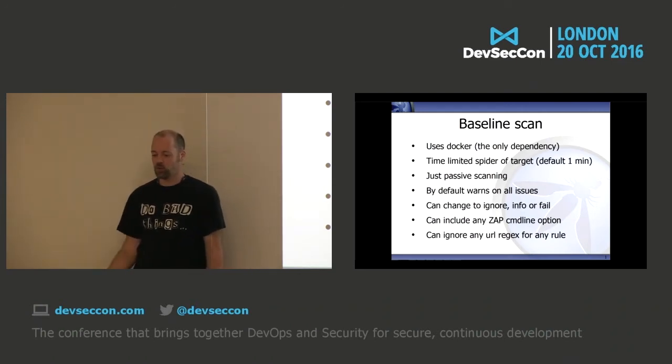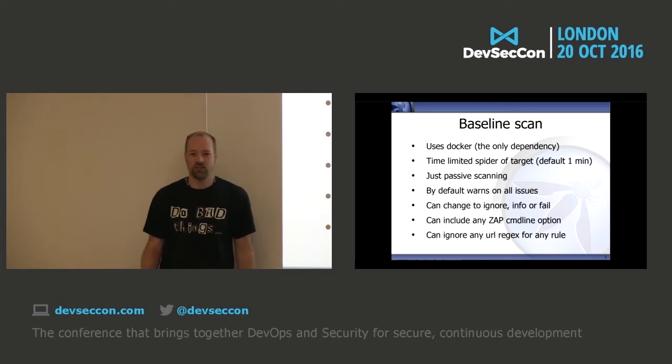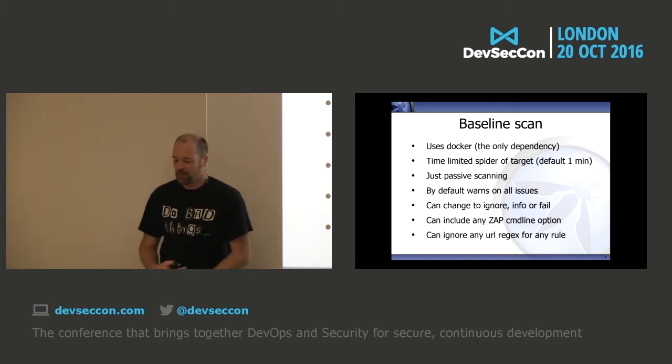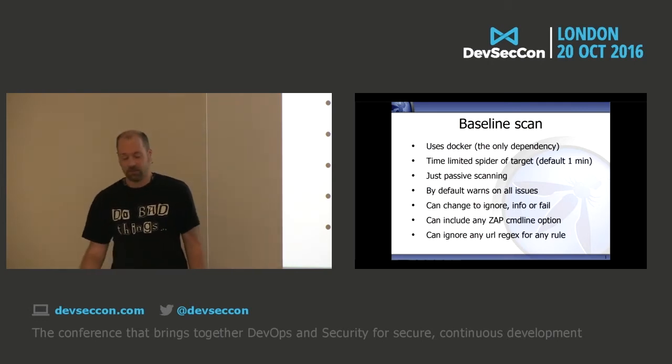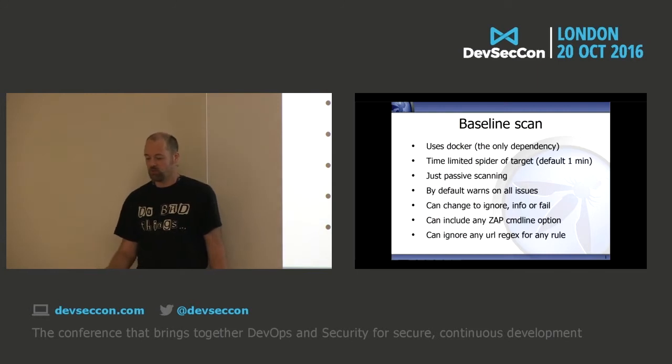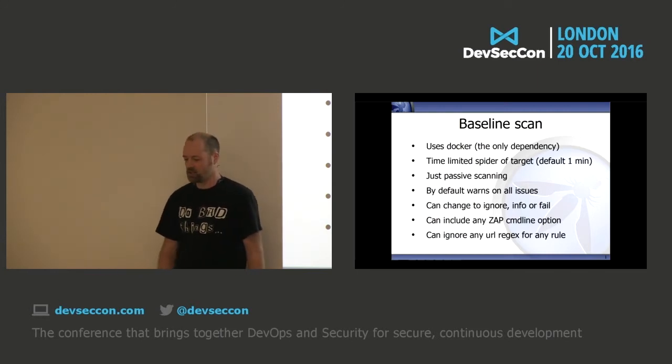By default, it will warn on all issues, but you can change that to ignore particular issues, report them as info or fail. But as I said, it's very configurable, and you can include any ZAP command line option. There are some later which I can show you. And you can also ignore particular URLs via regexes as well.